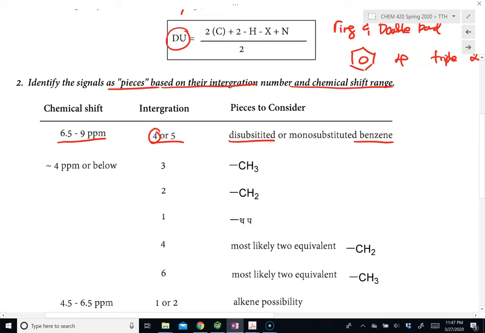Then you need to look at the pattern to figure out whether it's ortho, meta, or para. If the overall integration from 6 to 9 is equal to 5, then that means we have a monosubstituted benzene ring.